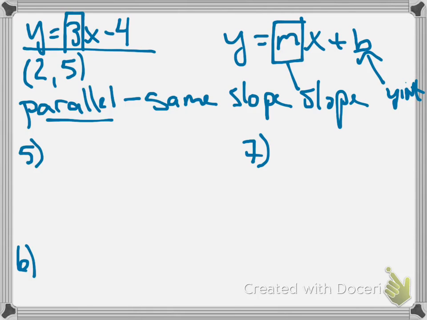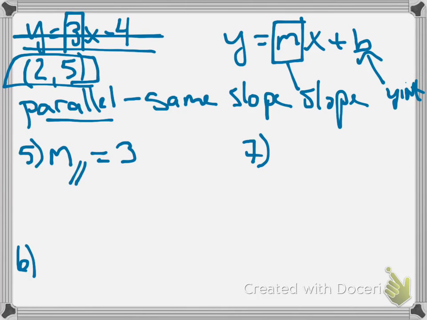My slope is 3. So the slope of a line that is parallel, and there's my symbol for parallel, is 3. I don't need this anymore. I'm just going to use this 2, 5, and this 3 to come up with the next parts.